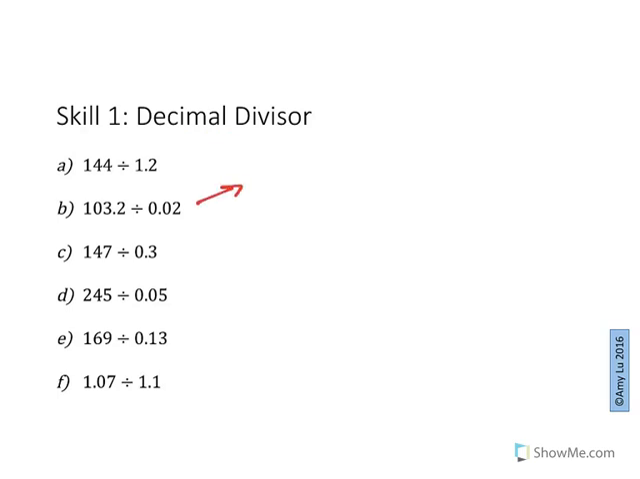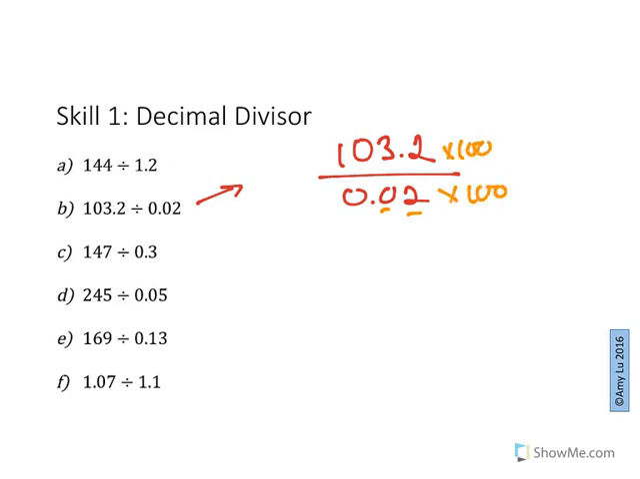Now, if we look at the second one, we have 103.2 divided by 0.02. In this case, I have two numbers behind the decimal, so I will multiply by 100, which means I have to do the same thing to the top. This turns the bottom into 2, and the two zeros cause the decimal to move 2 spots to the right, so the top will be 10,320.